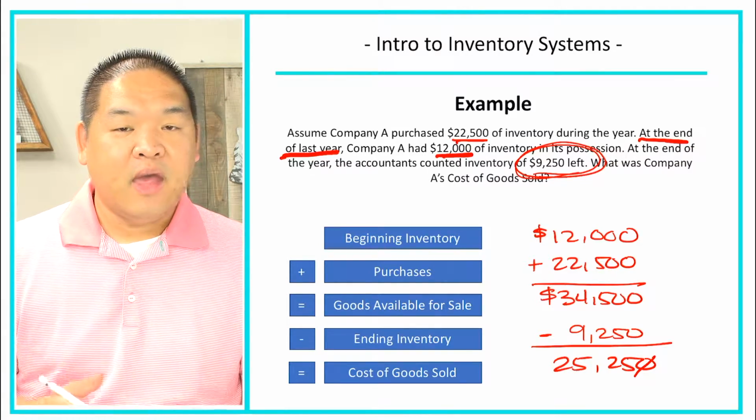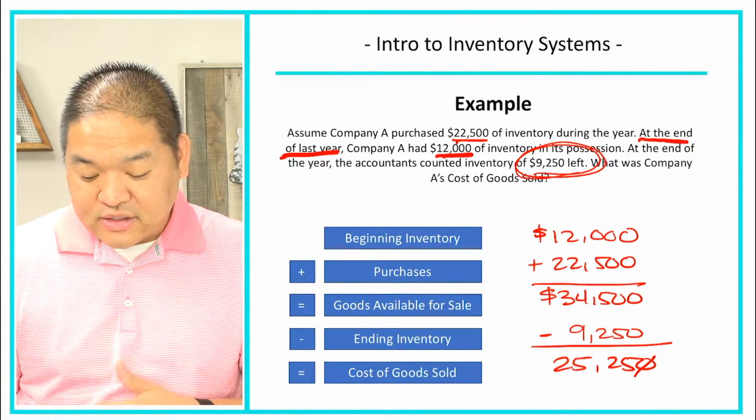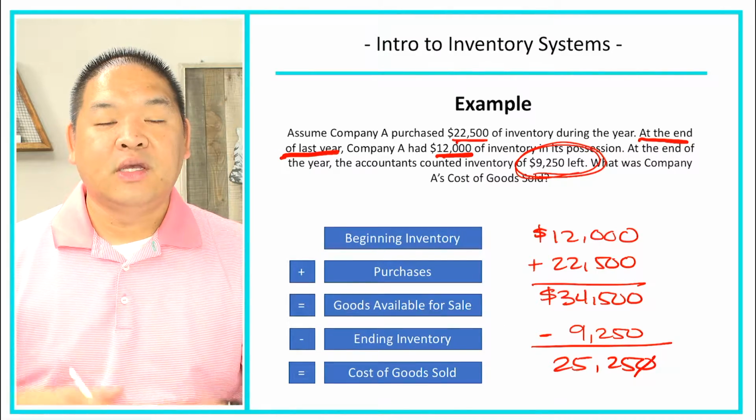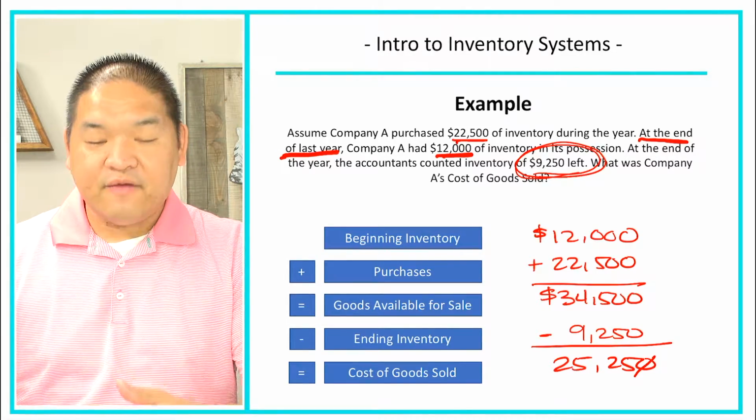So all we're really doing here is we're just trying to analyze what has happened during the year with the company's inventory, and then whatever we're trying to find, cost of goods sold. This is the equation that we're going to use. If we're trying to find ending inventory, we would flip them.